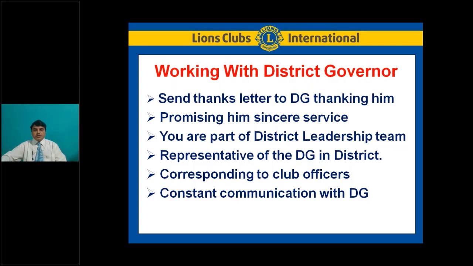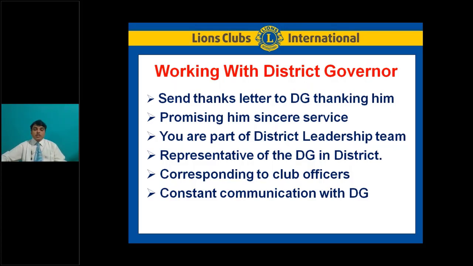Of course, you are a part of the leadership team. In the district, not only the district governor and vice governors, but as a cabinet secretary and a cabinet treasurer, both of you are also part of the core district leadership team. And you are also a representative of the district governor in the district. Whenever you go to any clubs for meetings or any events, you'll be the representative of the district governor and you'll be talking to the clubs. And when it comes to corresponding with the club officers, it plays a vital role as a district cabinet treasurer. You'll be corresponding with the club officers in different areas, like district events and collecting dues in various areas. You'll be in constant communication with the DG, the district governor.